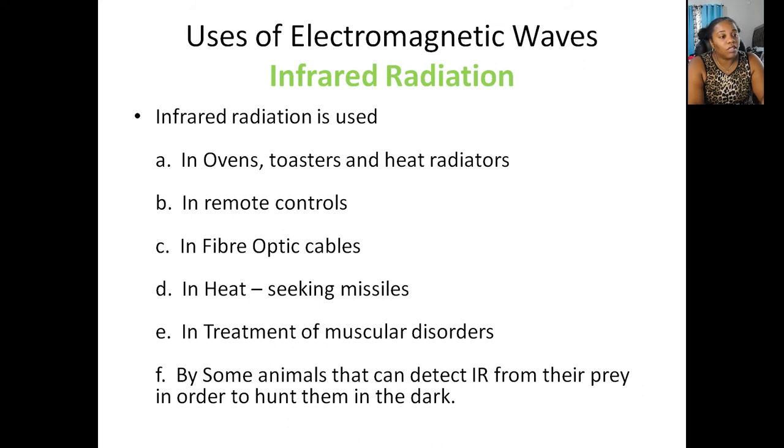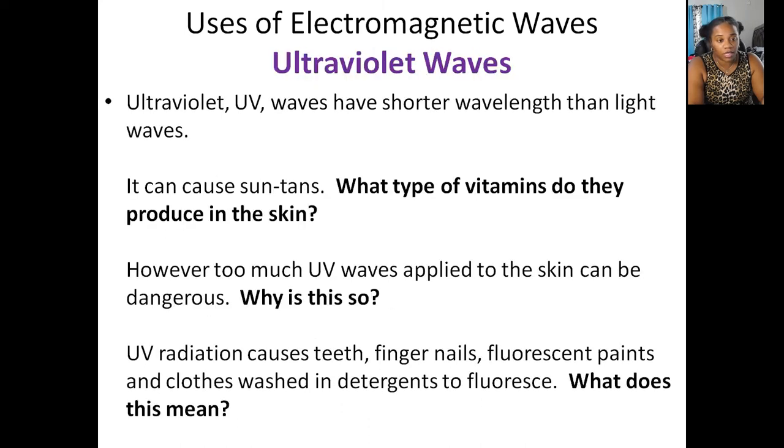Infrared radiation is used in ovens, toasters, and heat radiators, in remote controls, in fiber optic cables, in heat-seeking missiles, in treatment of muscular disorders, and by some animals that can detect IR from their prey in order to hunt them in the dark.